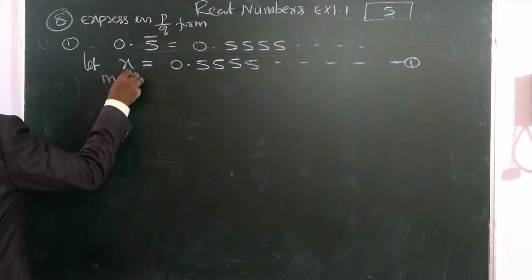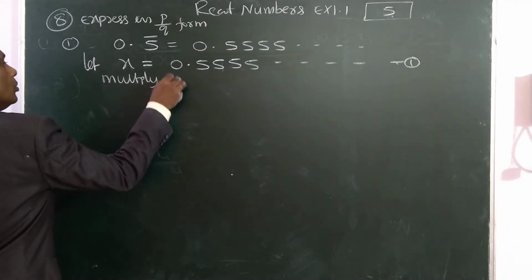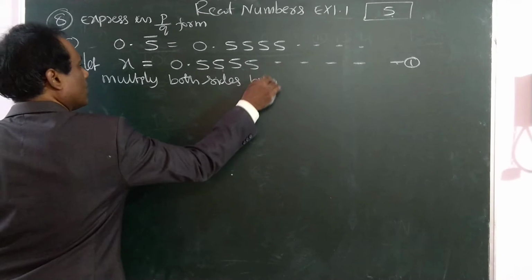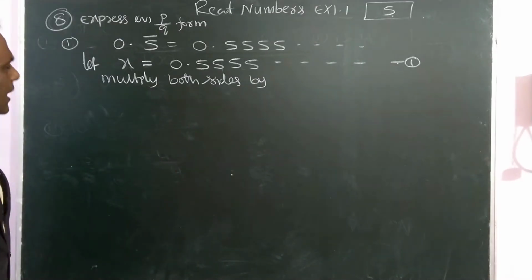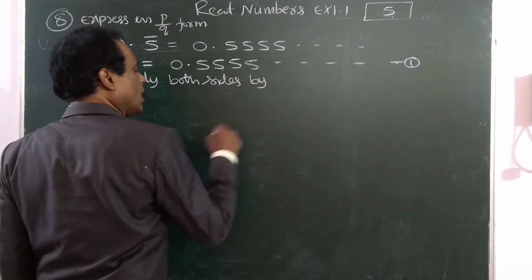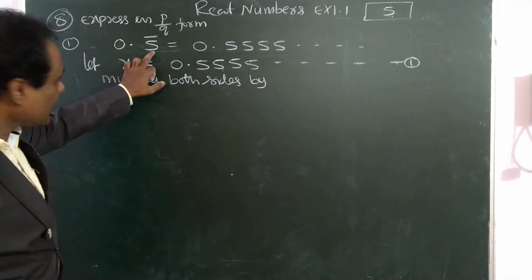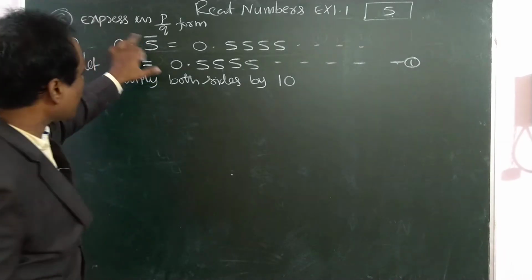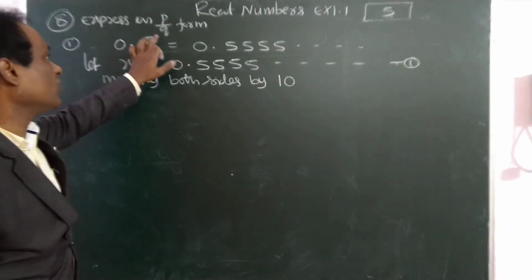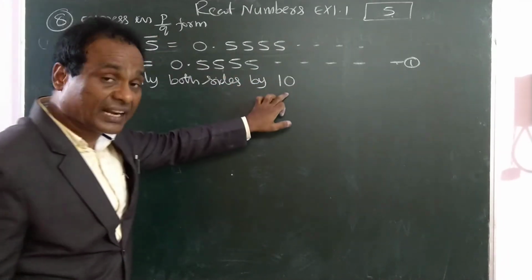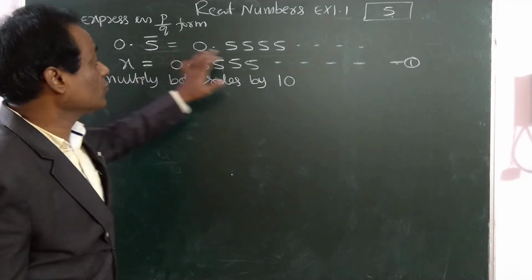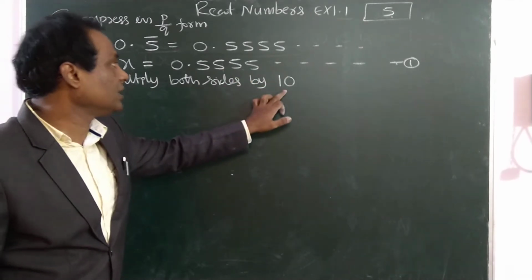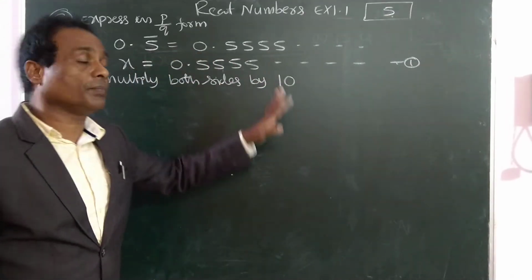Then multiply both sides by the same number, no change in the value. What do I multiply by? If one digit is repeated, multiply with 10. If the bar is for 2 digits, suppose 5, 6 bar, multiply with 100. If the bar is for 3 digits, 1000, like this. Here the bar is only for 1 digit, so multiply with 10.